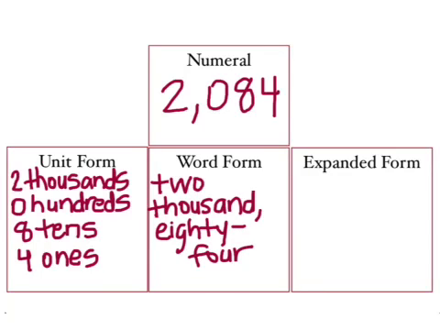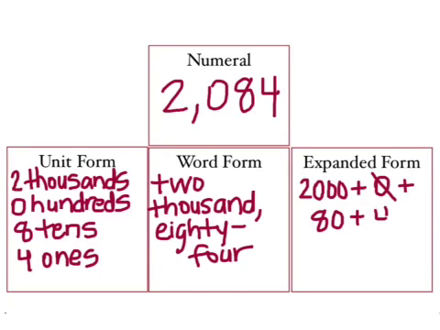And lastly, expanded form. So we have the 2 is equivalent to 2000, that's the value. We add that on to no hundreds. If you want to, you can put that or you can leave it out. It's your choice. Then we move to our tens place, and there's an 8, so that's 80. And our ones place, there's a 4. So we can have 2000 plus 0 plus 80 plus 4 will bring us back to our original numeral of 2084.